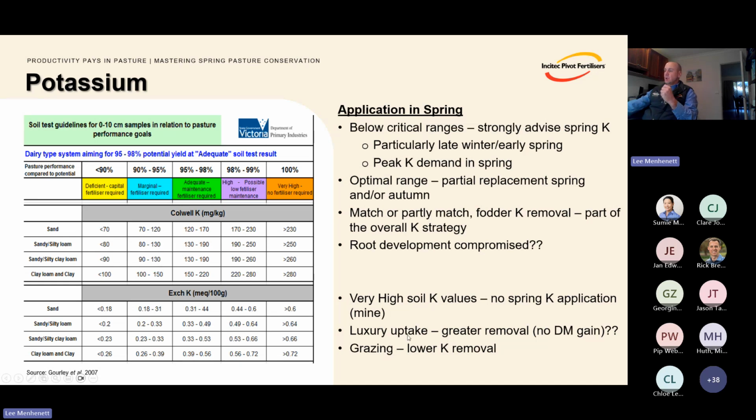Luxury uptake is talked about, and I talk about luxury uptake. It's based on literature that you read, but at the end of the day, I think it's very hard when you actually nail it down to see any significant luxury uptake, to be honest. There are imbalances, no doubt about it, between potassium and magnesium, but I don't see big luxury uptake levels of K. I don't see pastures going from 2-3% up to 4-5% potassium. So I'm not too sure on the luxury uptake, but it's a consideration. And if we're grazing, there's obviously lower K removal as well.